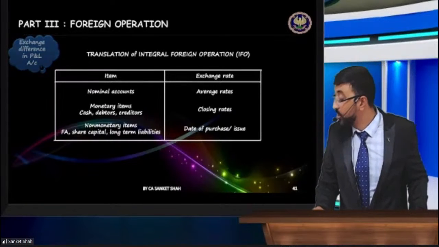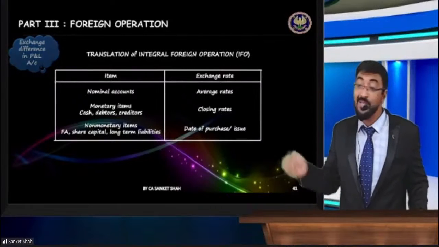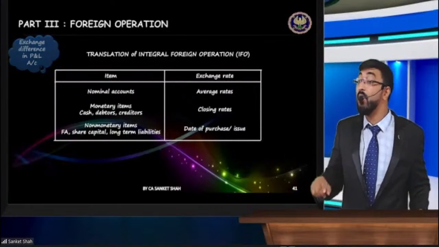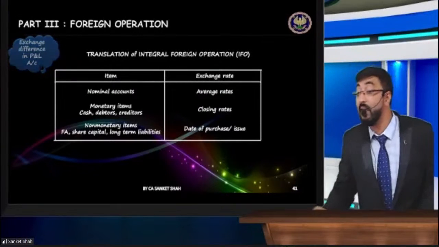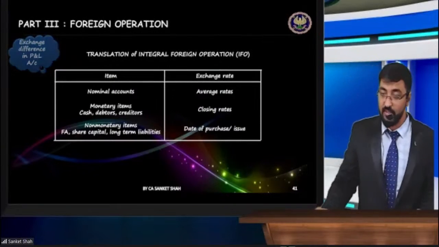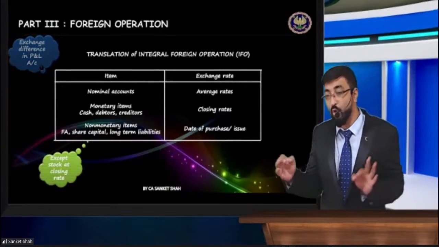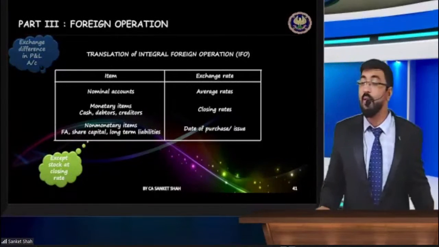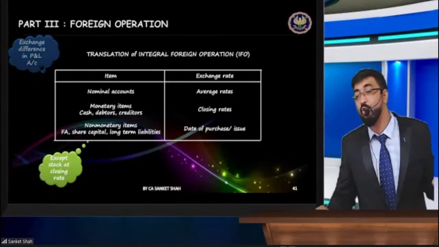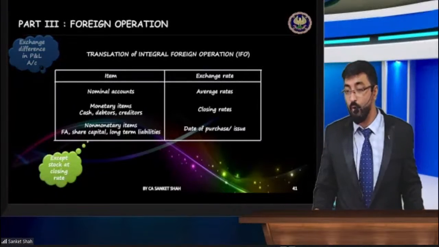You got the concept? So date of transaction: when I bought the asset, at that time the rate was 40 rupees. So while multiplying, when I convert dollars into rupees, at that time I will consider the date of purchase. So this is very important. Remember, stock is also non-monetary, but for stock you will consider closing rate, and for opening stock you will consider opening rate. So here date of purchase is not considered for non-monetary items.